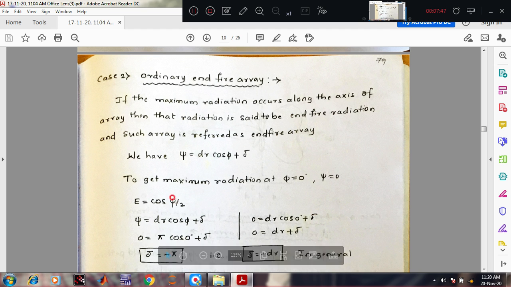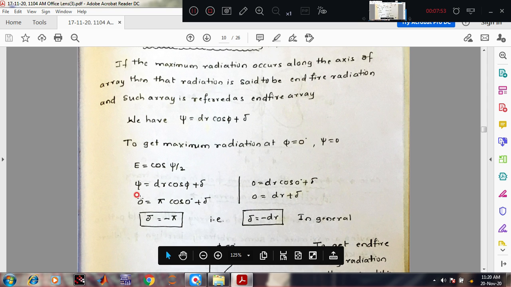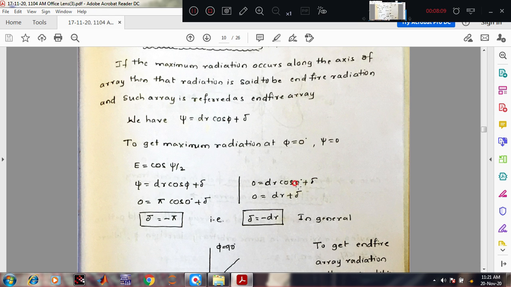Therefore E is equal to cos psi by 2. So psi is dr cos phi plus delta, and psi is 0. dr will be pi again. Cos 0 plus delta, so delta will be minus pi. It's a very important result. If I substitute back, dr cos 0 plus delta, considering this direction as 0 degree, then 0 is equal to dr plus delta. So delta will be minus dr.